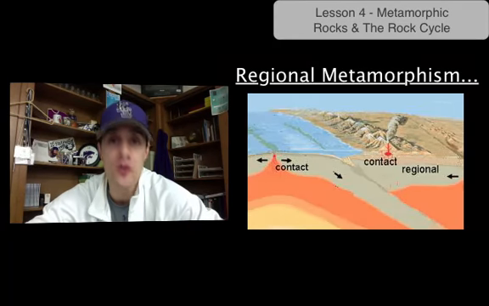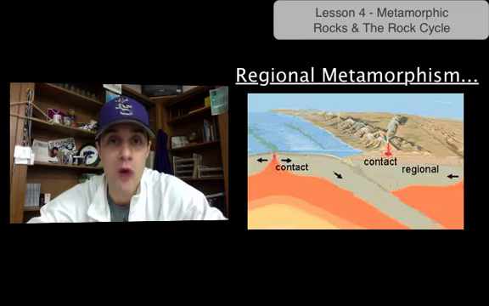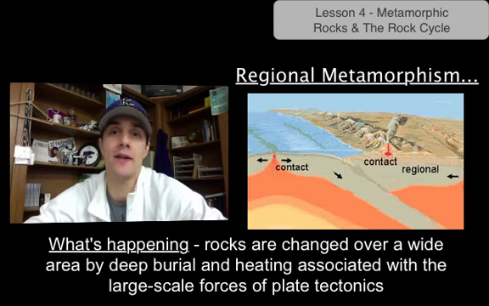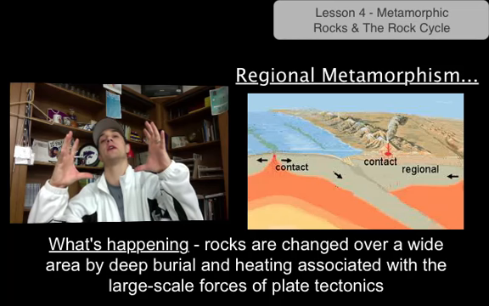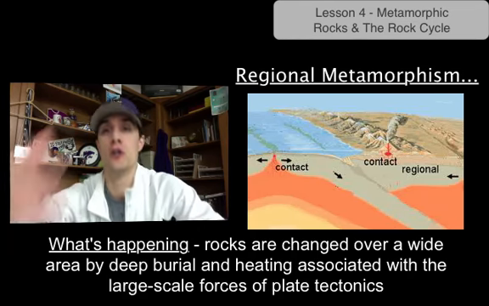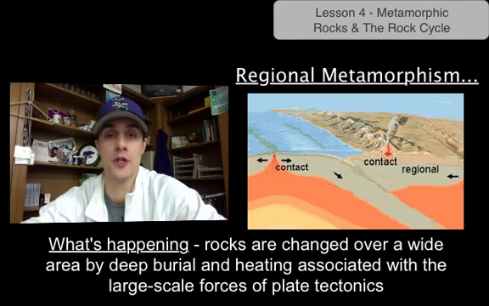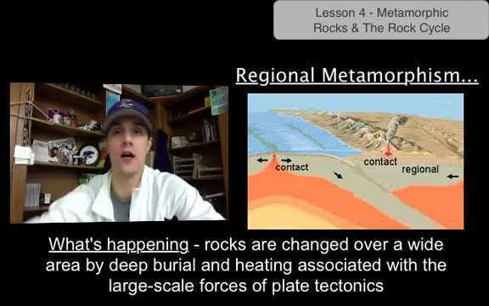Regional metamorphism is usually caused by a large movement and burial or adjustment of a rock area due to tectonic plate movement. Okay, so you got yourself a big chunk of rock, tectonic plate movement, large amounts of burial, large amounts of change in temperature, pressure, and large change to that entire area of rock.